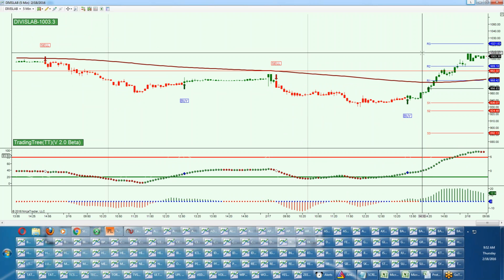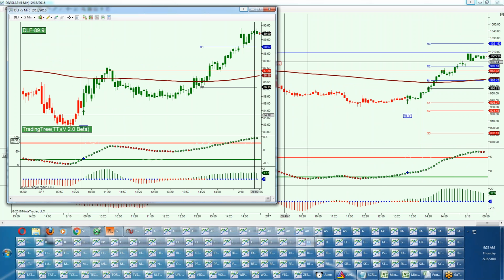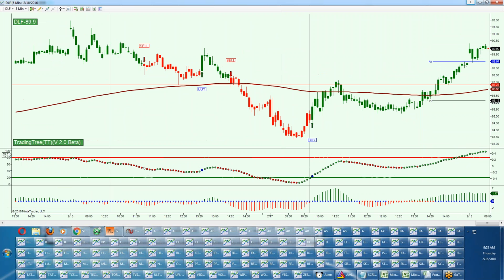Digis, you can enter at 1009. DLF has already, so 9040 will be our entry for DLF.